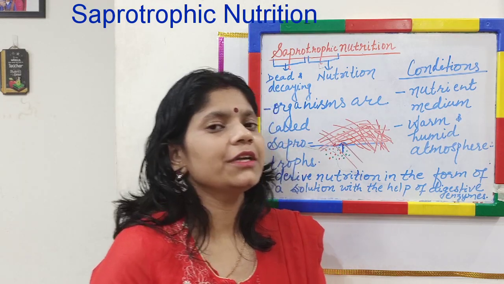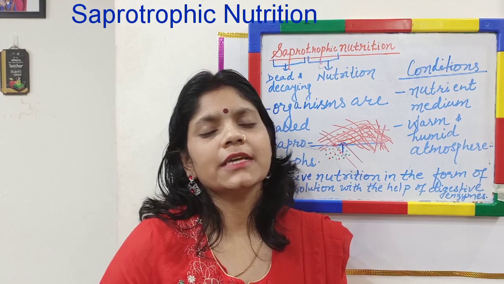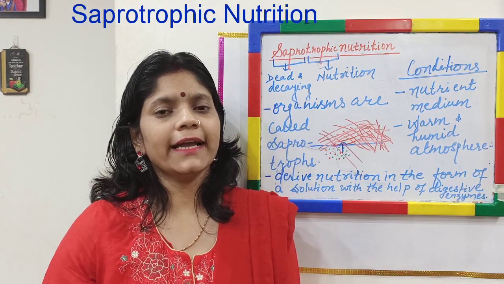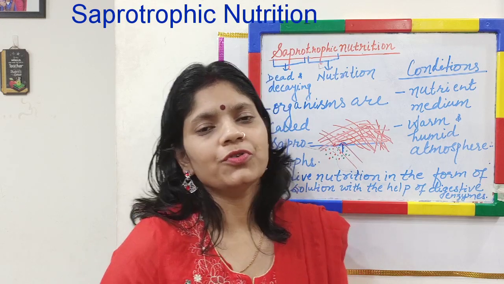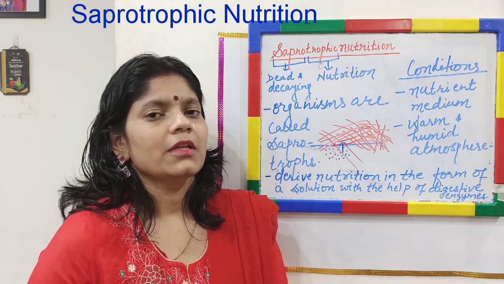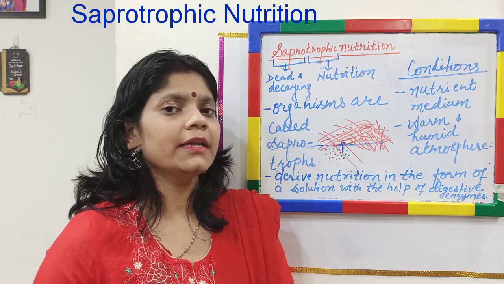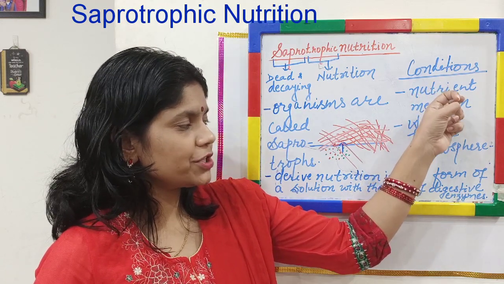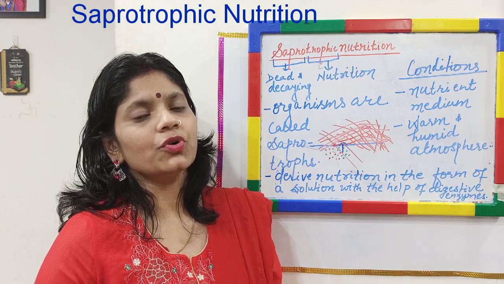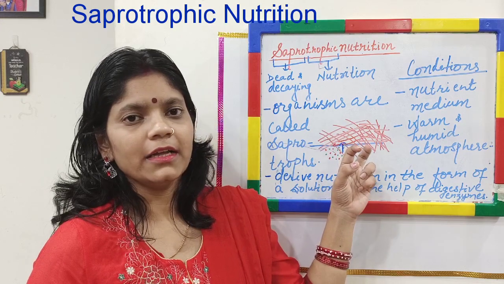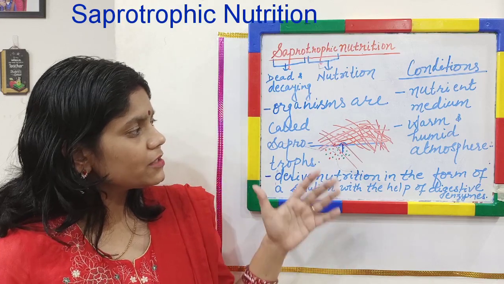So in this class we have learnt about saprotrophic nutrition. Saprotrophic nutrition means a nutrition in which an organism grows on dead and decaying organic matter, and the organisms which undergo saprotrophic nutrition are called saprotrophs. And how do they grow? They grow with the help of spores. When spores find three conditions, first a nutrient medium and then a warm and humid atmosphere, they start to germinate, they start to grow, they start to form a network of threads which is called hyphae, and the full network is called mycelium.